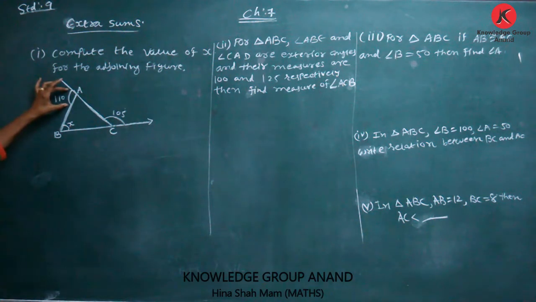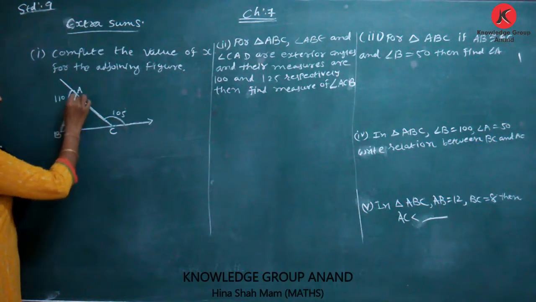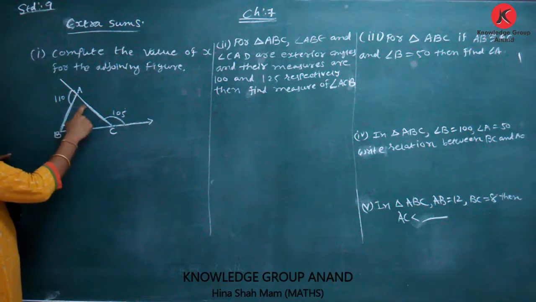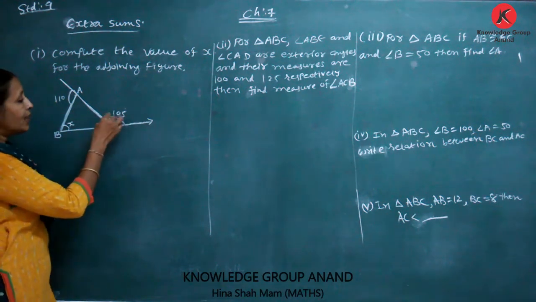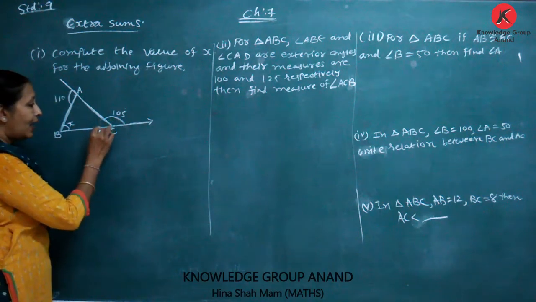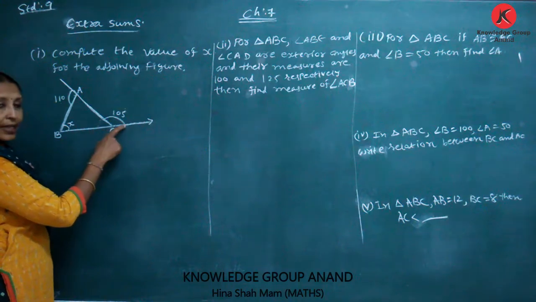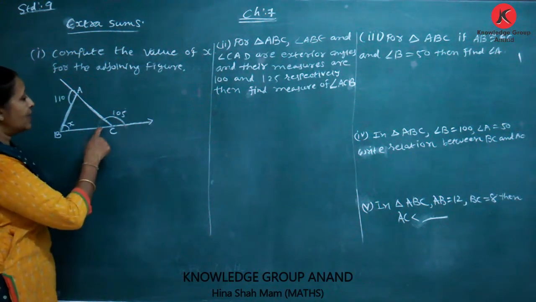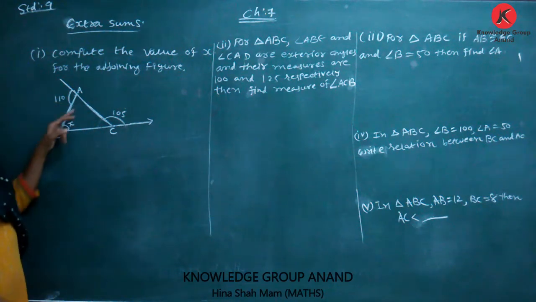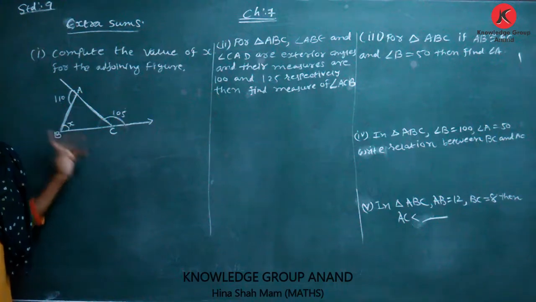Here this angle is 110. Then the sum of angle BAC plus 110 is equal to 180. Then we find angle A. And like this, angle ACB plus 105 is equal to 180. Then we find angle C. Or by the angle sum property, angle A plus B plus C, then we find x.